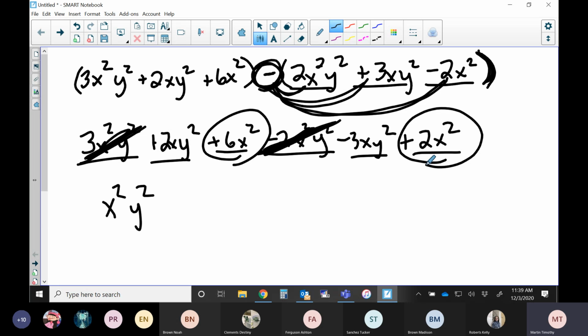Do you know how to do that, Noah, or no? No. All right. Seriously, think about it like this. If I have 6 puppies and then in another room I have 2 puppies, how many puppies do I have total, Noah? 8. I have 6x squared here. I have 2 more x squareds here. What do I have?